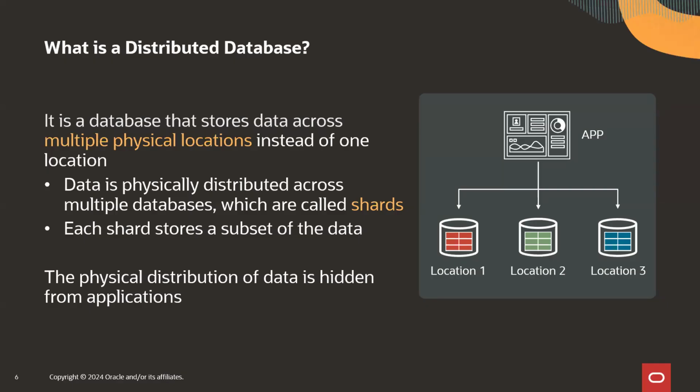So a distributed database is a database that is implemented as a collection of physical databases. So you have one logical database, but technically you have a potentially large number of physical databases. And data is distributed across all these physical databases that we call shards. Of course, the physical distribution is transparent to the application. It's an architecture that still creates one logical database.